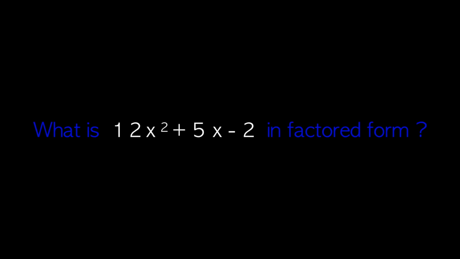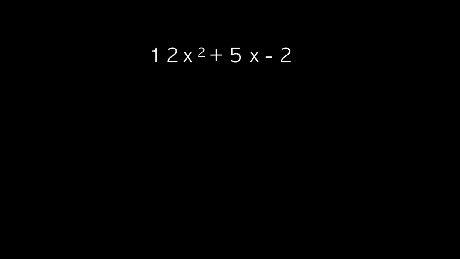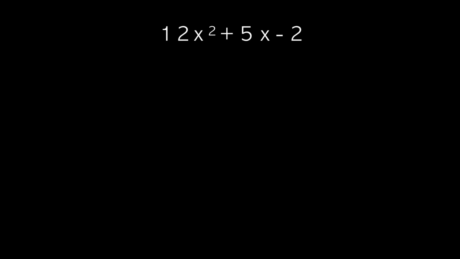Examples. The first example is, what is 12x squared plus 5x minus 2 in factored form? This time I won't explain each step, so it should take less time, and although it may seem different, each step will be the same as before.